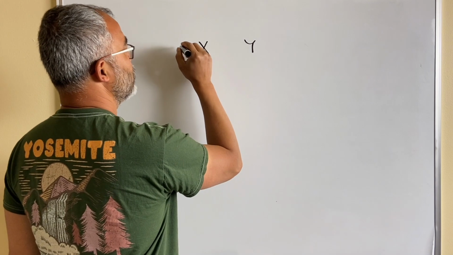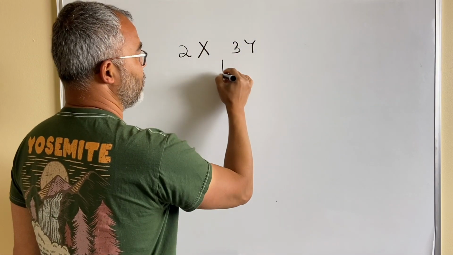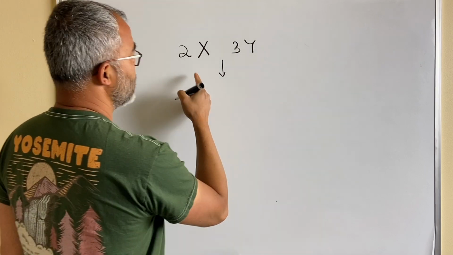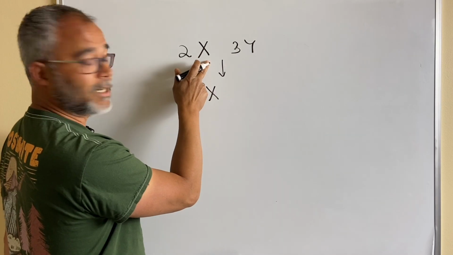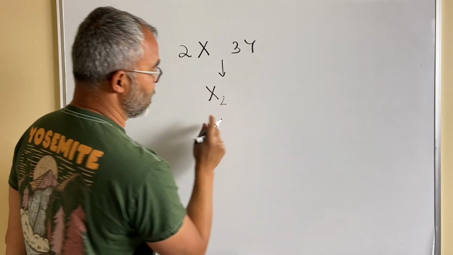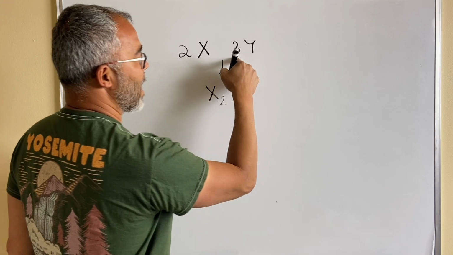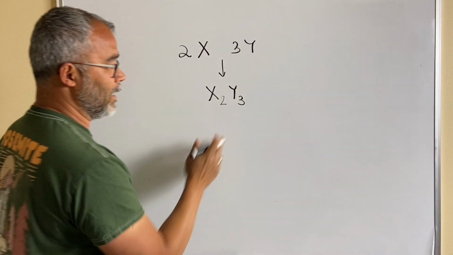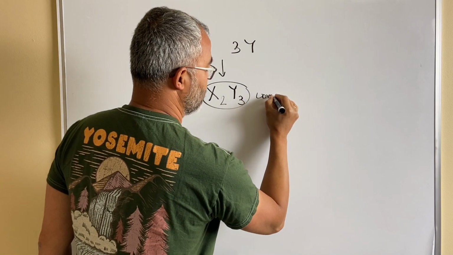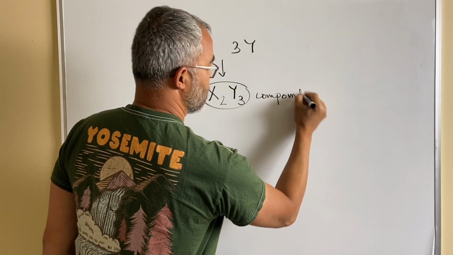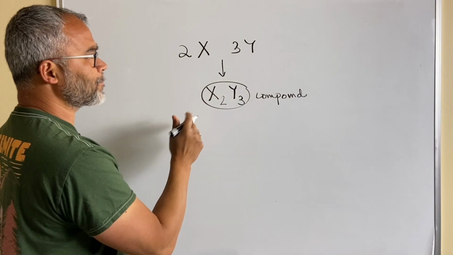So let's say we have 2 units of X combining together with 3 units of Y, and they form a particular compound. The way you represent this is the 2 units of X that combine, the 2 ends up being a subscript after the X, and then the 3 units of Y that combine end up being written as a subscript after the Y. And this entire thing is a compound which contains 2 units of X and 3 units of Y.